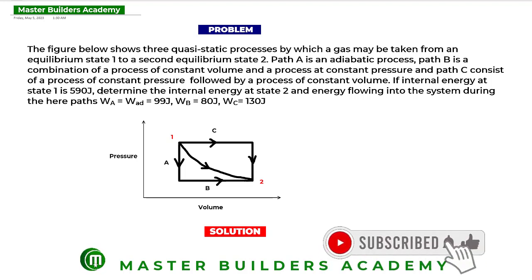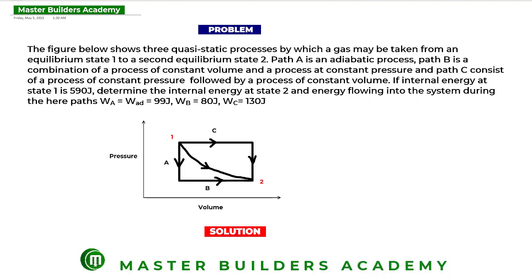If internal energy at state 1, that means at the initial point, is given as this, determine the internal energy at state 2. That means we are given U1. Now let me change the color of the question so that you can see what we are actually looking at.